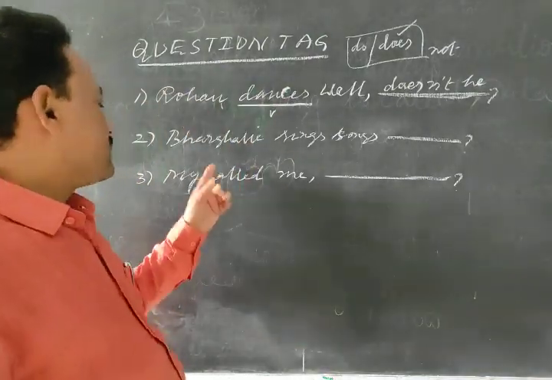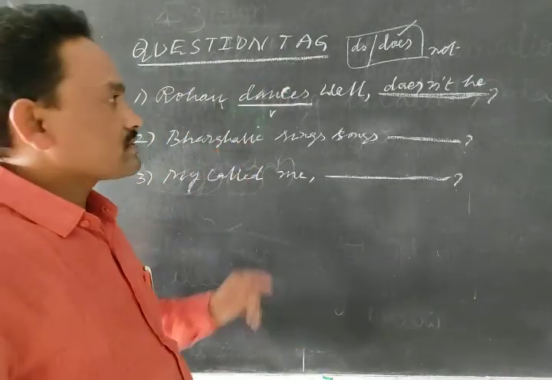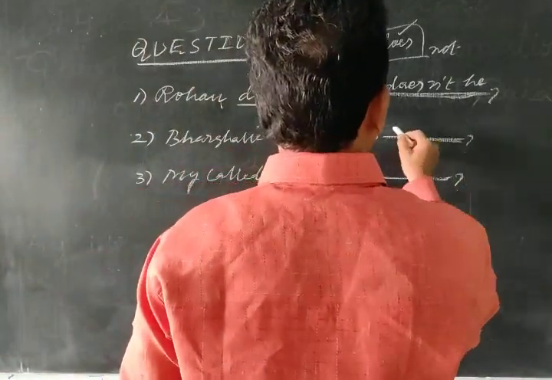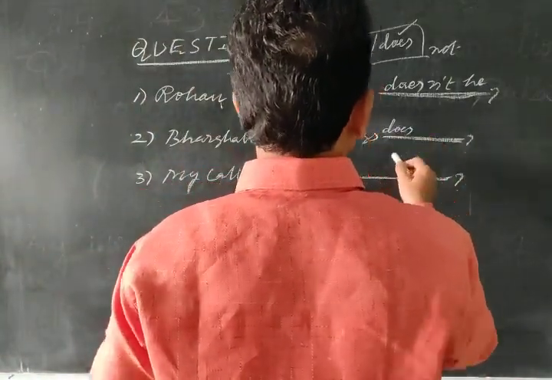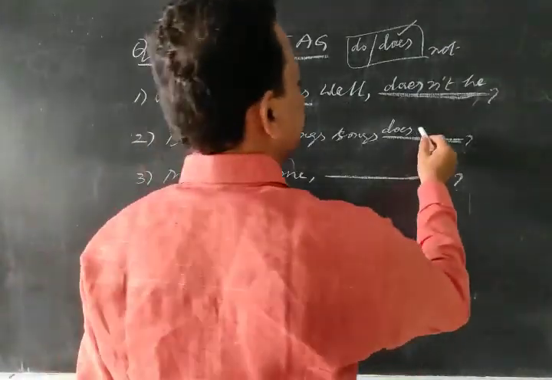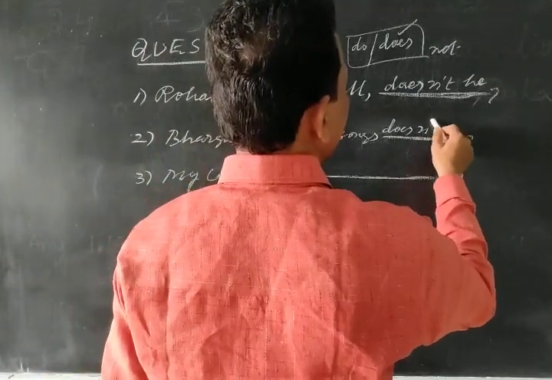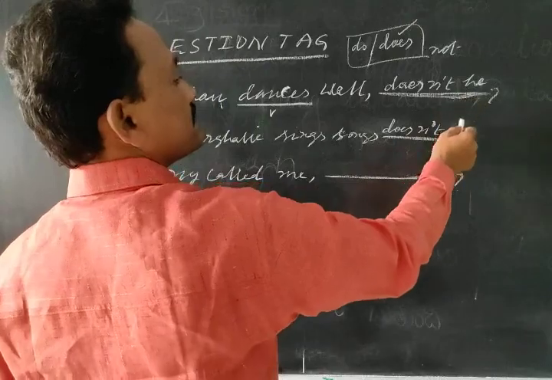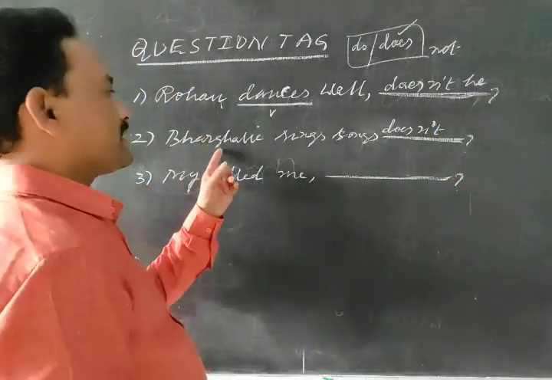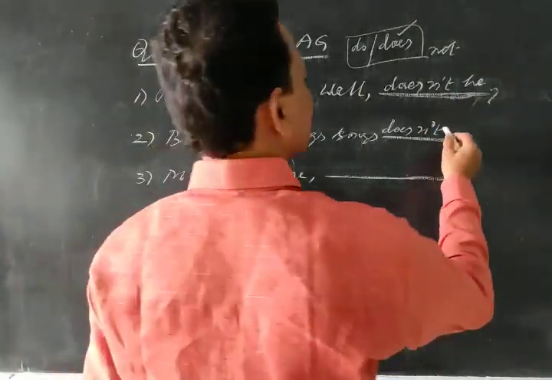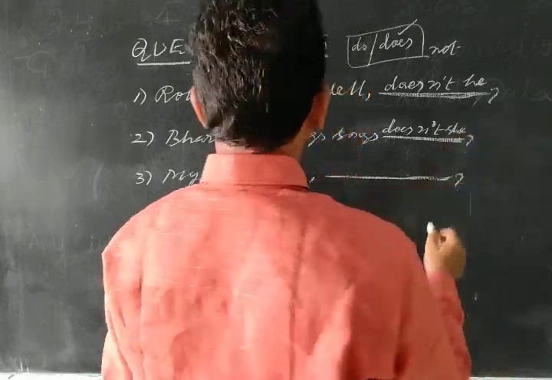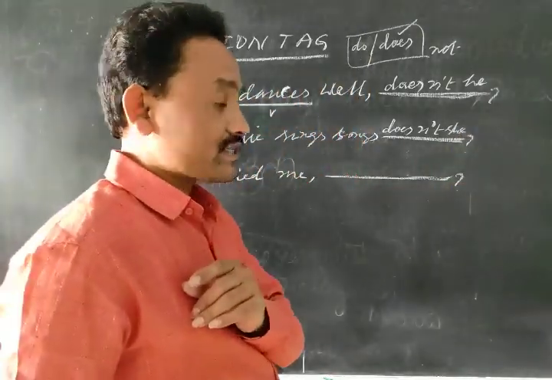So that's why here again Bhargavi is third person singular. So here the auxiliary verb is does. This is positive, so the negative sign n't, and instead of he you write she because Bhargavi is the subject here. See, Bhargavi sings songs, doesn't she?